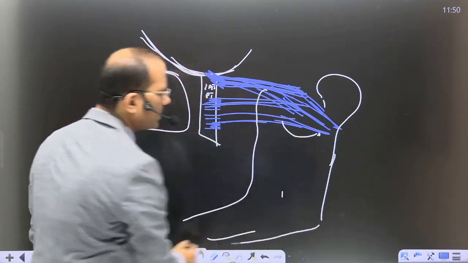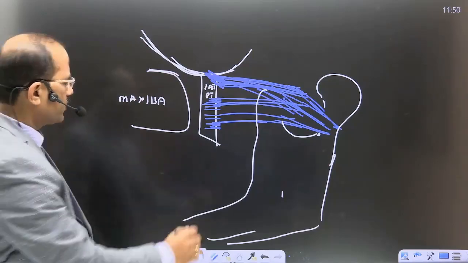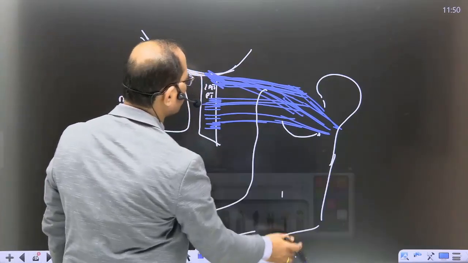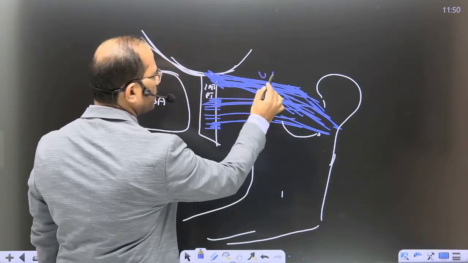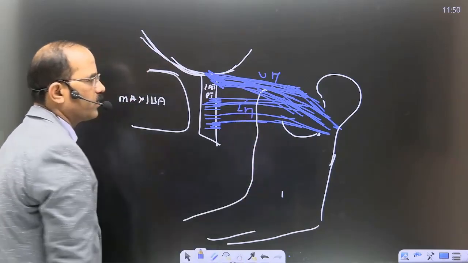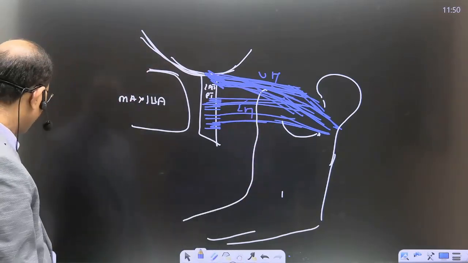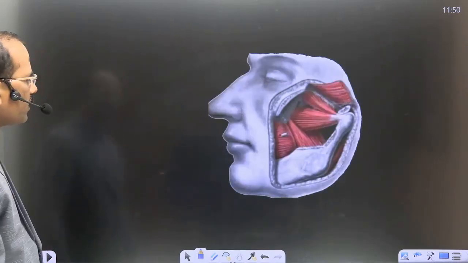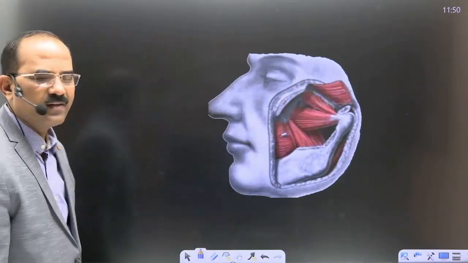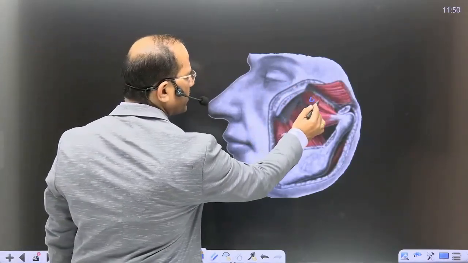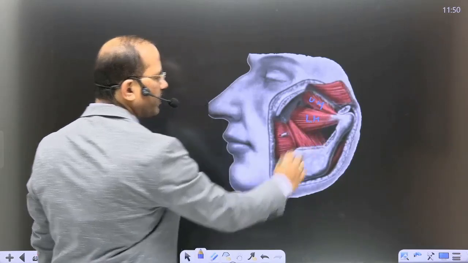like that. Clear? So these are the two heads of lateral pterygoid. This is the upper head, and that's the lower head of lateral pterygoid inserted into the neck of the mandible. Have a look at the slide. Slightly difficult for me to draw. So what is this? This is the lateral pterygoid muscle. Clear? What is this head of the lateral pterygoid? Upper head, that's the lower head of lateral pterygoid.